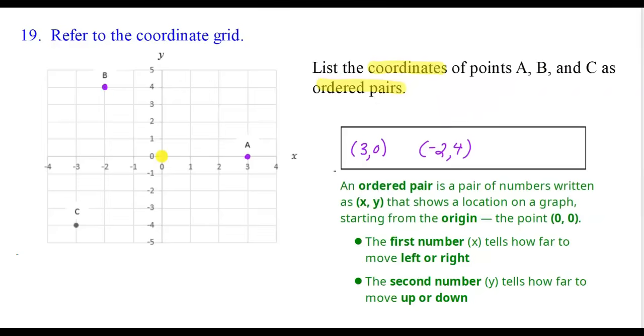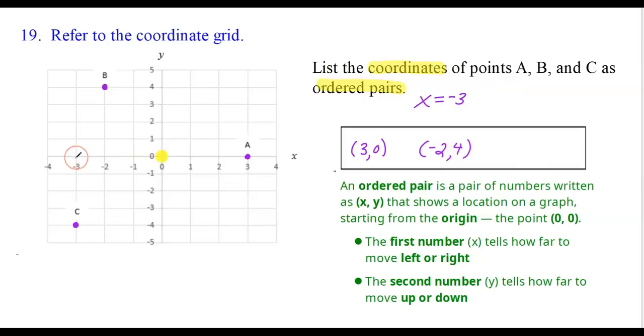Struggling with my eraser here. There we go. Point C is right here. So let's do this. We move to the left, starting here. 1, 2, 3. So that's -3. X is -3.